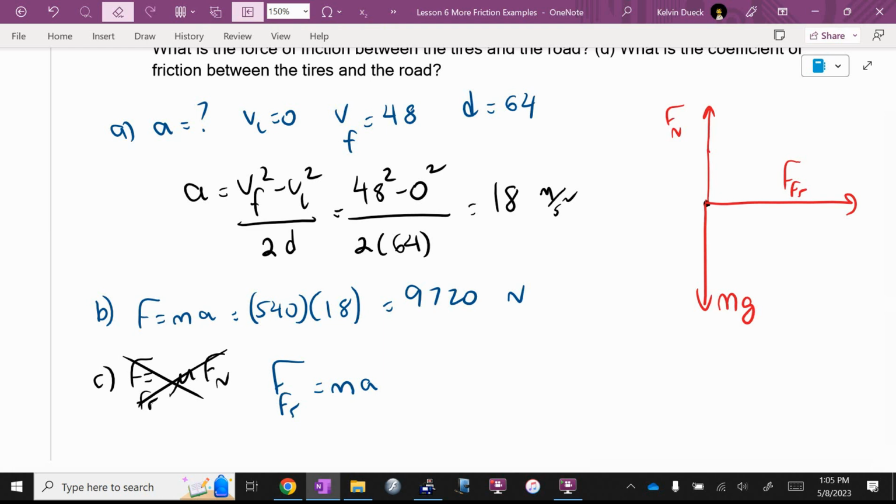Now, why is that so nice? Pause, Jada. What did we find in part B? MA. So you know what friction equals? 9,700. And by a fluke, when we found the net force, the net force also turned out to be friction, since friction is the only force horizontally.